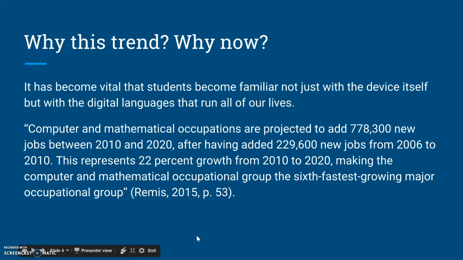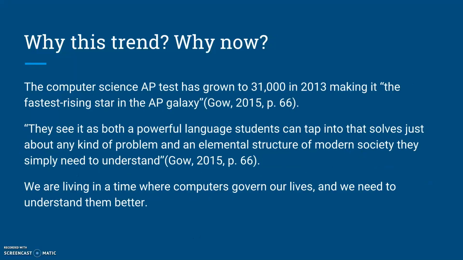So the question of why this trend? Why now? When you look at the literature, it becomes apparent that a lot of people talk about how we should not just be familiar with the devices themselves, the computers and smartphones, but with the languages that run these devices. And when you also think about the economic reasoning behind it, the computer and mathematical fields are increasing jobs at an exponential rate. There will be a 22% growth from 2010 to 2020, making it the sixth fastest growing occupational group, and coding is a computer and mathematical based language. Also, there is the growth in AP testing for computer science, and the fact that it is a powerful language that can help kids solve problems and help them understand this elemental structure of modern society. So much of our lives are based on code, this invisible language that is all around us. And so we need to understand it better.